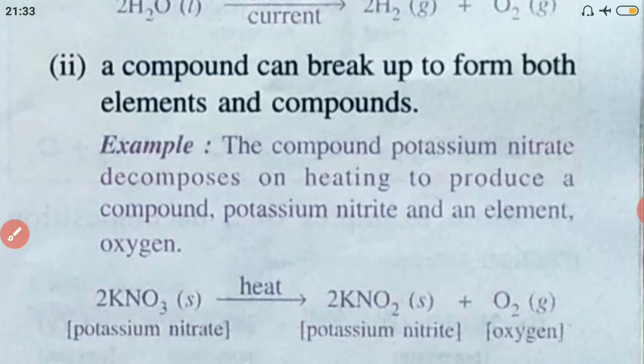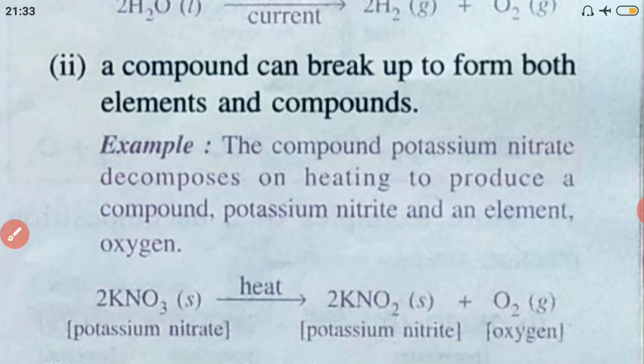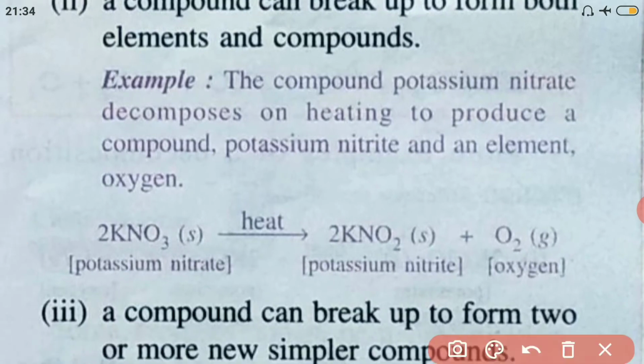Number two, a compound can break to form both elements and compounds. So here you can see one compound can break into another compound and one element. For example, the compound potassium nitrate decomposes on heating to produce compound potassium nitrite and an element oxygen, right? So here you can see potassium nitrate KNO3, when we heat it, it gives us potassium nitrite, which is KNO2, and oxygen.